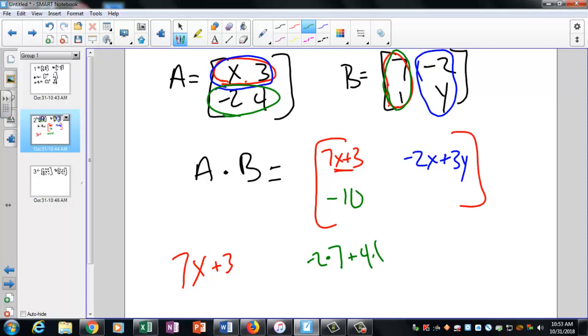And then row by column. It looks like I've exhausted all my color possibilities. We'll go here. Row by column. Negative 2 times 2 is positive 4. Plus 4 times y is 4y.